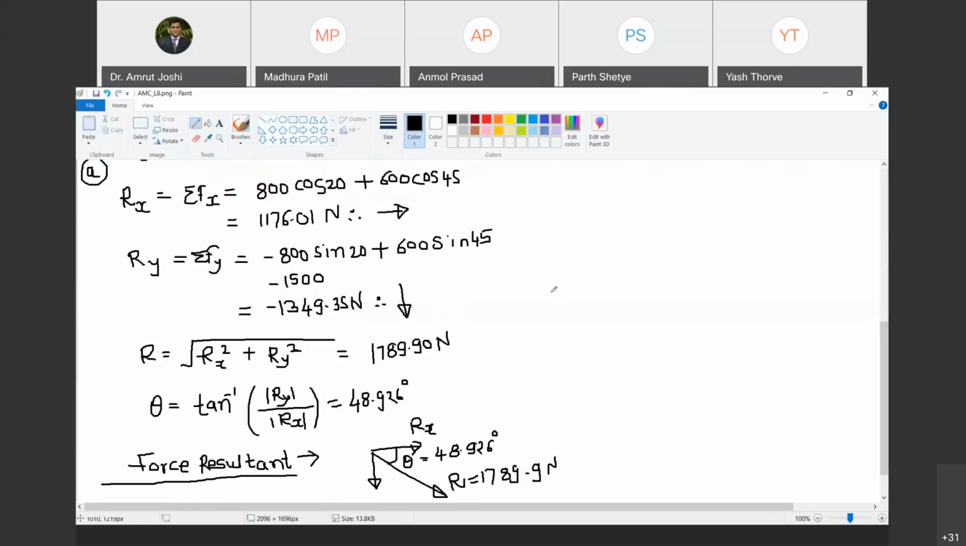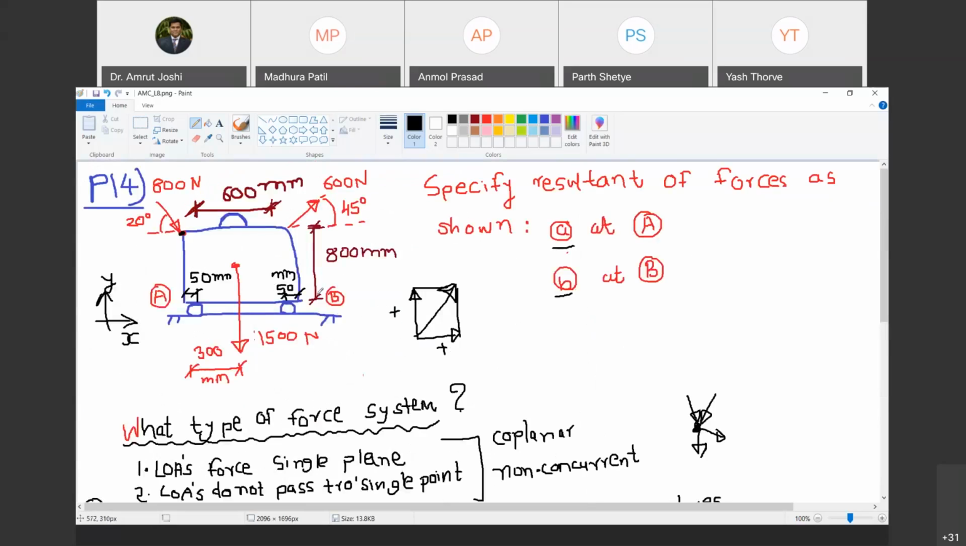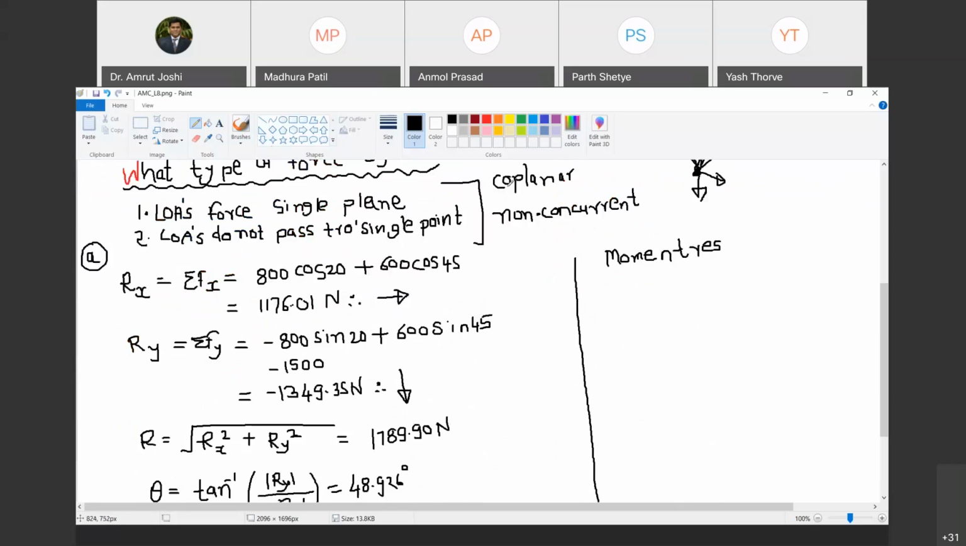So there are always two types of resultants. One is force resultant, and now we are going to find out moment resultant. So how do we find out moment resultant? When you say moment resultant, then you have to specify at which point, because as you change the point, we have seen moment of a force goes on varying from point to point. Therefore, if you were to specify moment resultant, you have to specify the point. Are you with me? Yes, sir. So moment resultant at A.